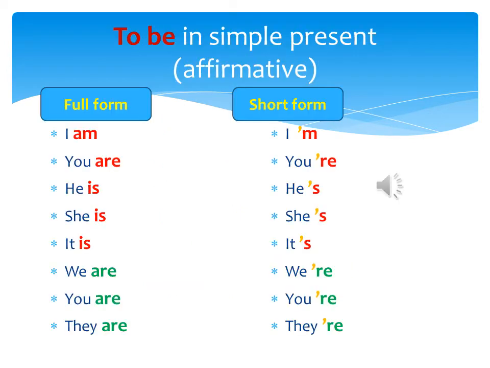So let's start. To be in simple present tense, affirmative form. We have full form يعني الشكل التام and short form الشكل المختصر. وغالبا ما يستعمل الشكل التام في الكتابة والشكل المختصر في الكلام في speaking. So I am, you are, he is, she is, it is, we are, you are, they are. This is the full form. The short form: I'm, you're, he's, she's, it's, we're, you're, they're.